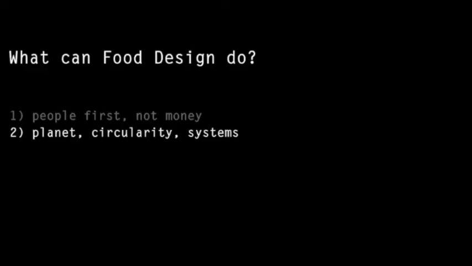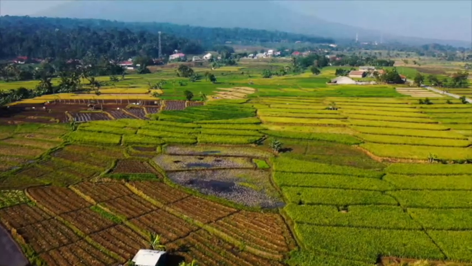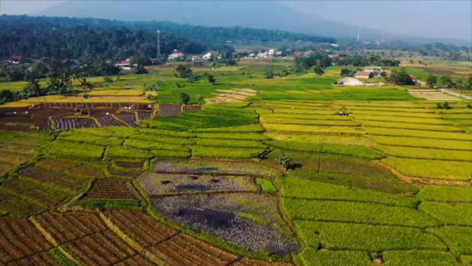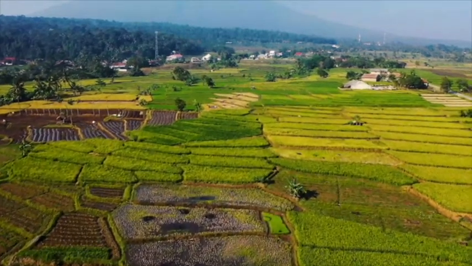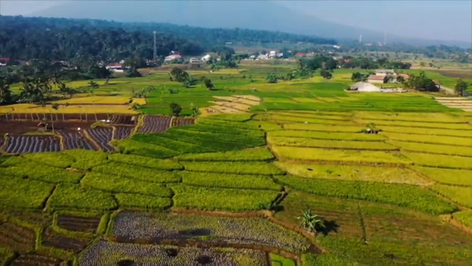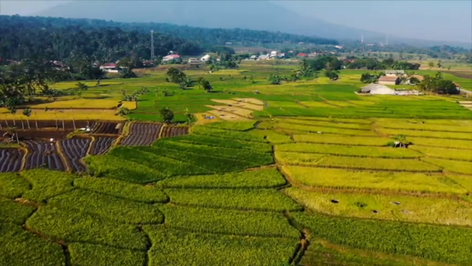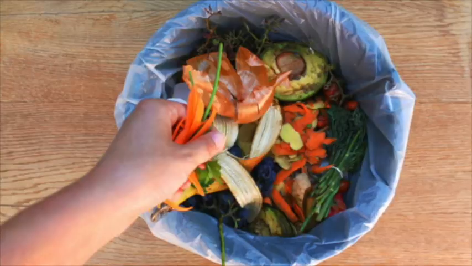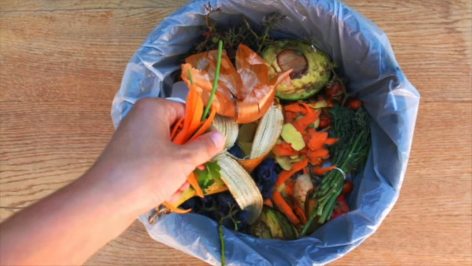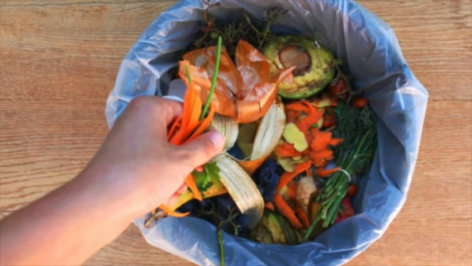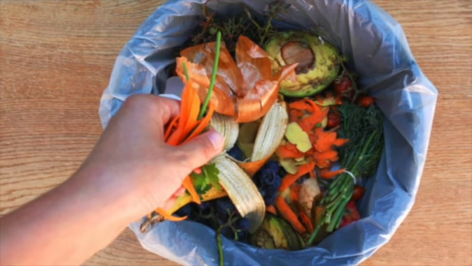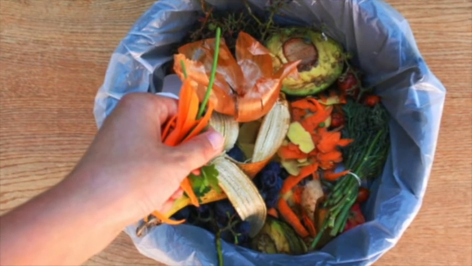Food design can help us design for the planet, for circularity, and therefore for systems. To give you only one piece of data, just one, as a starting point, about one third of the land used for agriculture worldwide is used to cultivate food that will be thrown away. So let's take, for example, food waste, just as a starting point, just as an issue we can concentrate on to help the planet.